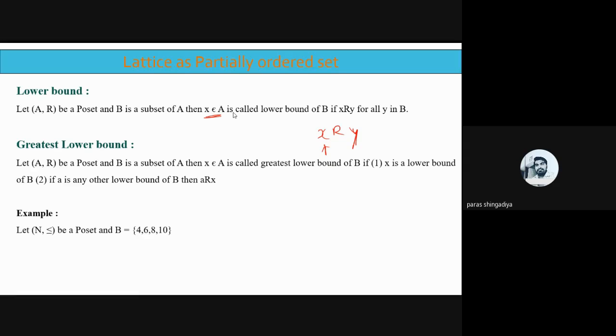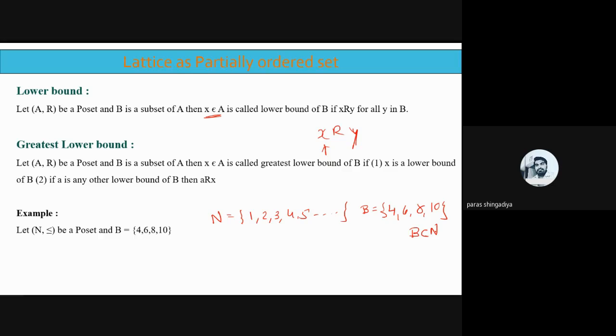So here one example is given: (N, ≤) is a poset, and B is a subset of N. The entries in B are 4, 6, 8, and 10. N means the set of natural numbers 1, 2, 3, 4, 5, and so on, and B is equal to {4, 6, 8, 10}. This is B, and it is easily verified that B is a subset of N.